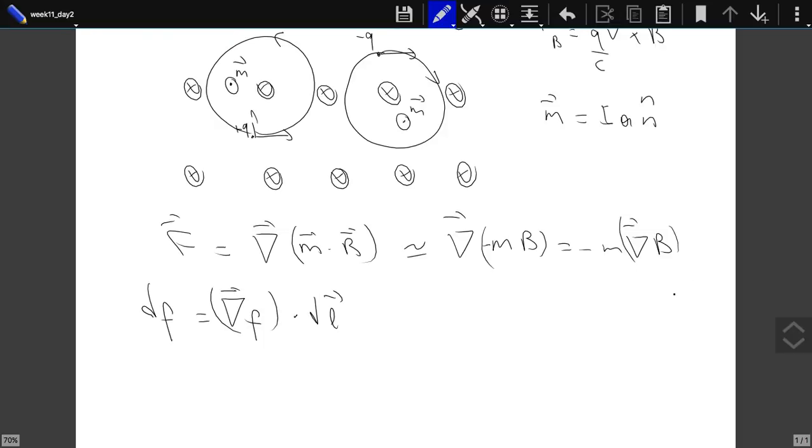So if you go back here, the gradient of B is in the direction in which the magnitude of B is increasing. But the force is in the opposite direction. So the force acting on a dipole will be in the direction in which the magnetic field is decreasing.